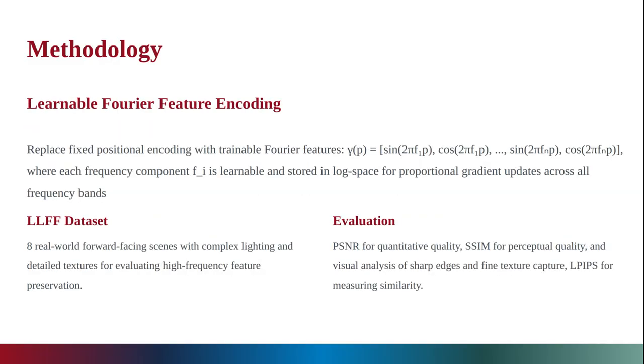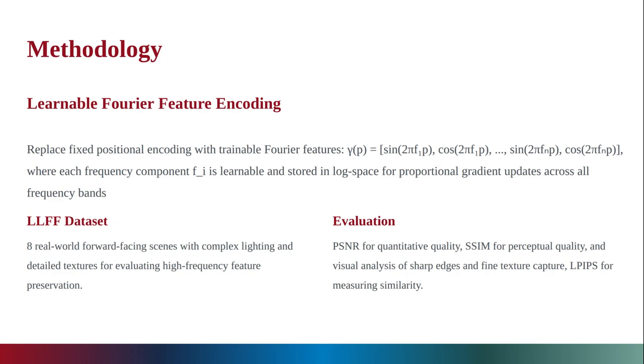Learnable Fourier encoding was done by replacing the fixed position encoding with trainable Fourier features. The mathematical formulation is gamma of p is equal to the concatenation of sine and cosine terms of each Fourier frequency f_i. Unlike fixed encoding, where the frequencies are predetermined, here each frequency is learnable and stored in log space. The log space storage is crucial and allows proportional gradient updates for all frequency bands, regardless of their magnitude.